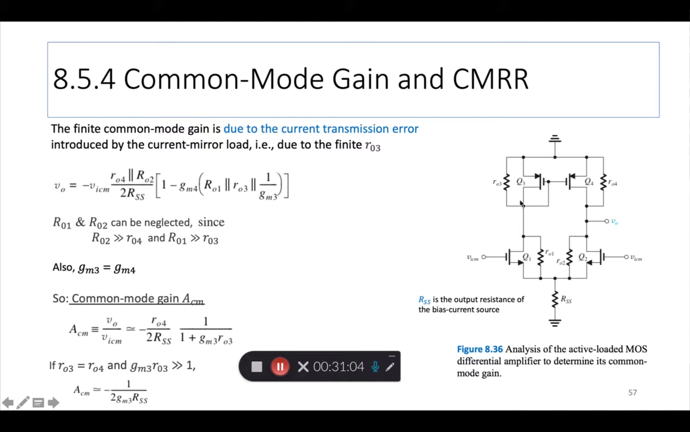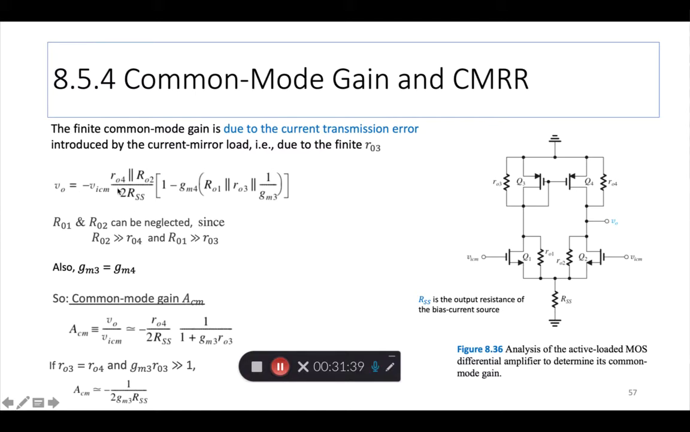And then you can say the CMRR is infinity. The problem is there is always going to be some RO3, which is also the same as RO4. And because you have some RO3, you're going to have some common mode gain. That means the amplifier will try to amplify common mode noise even though you don't want it, right? So this complex formula, you can read how he does it.